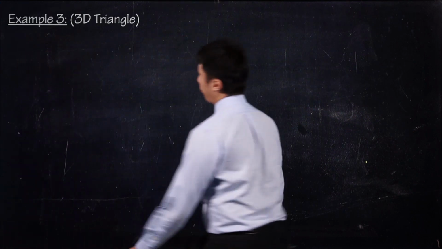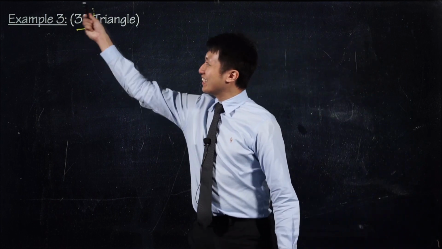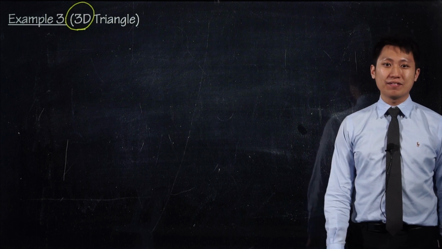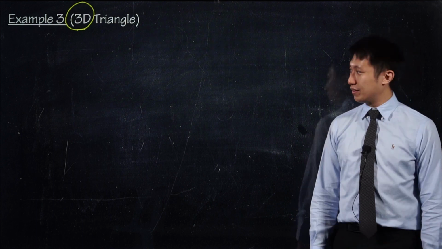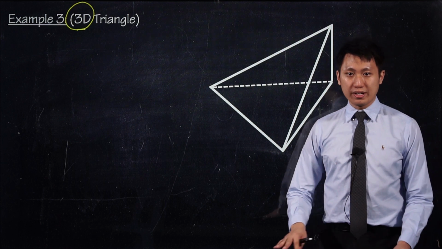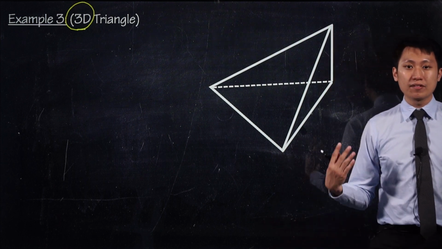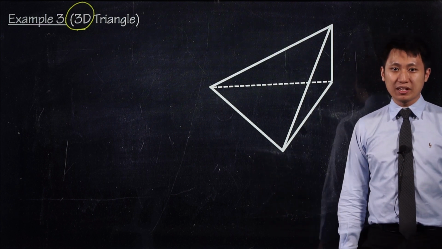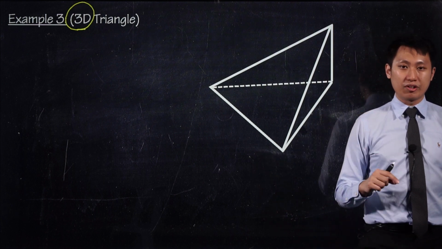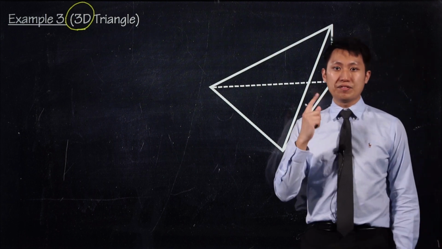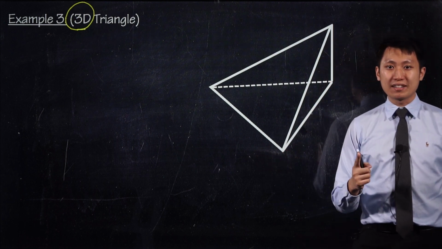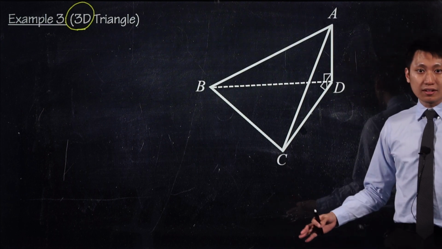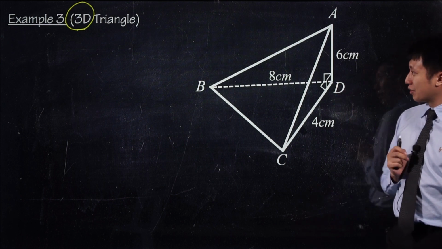Next, now you see this 3D triangle, and I tell you what, this one appears in SPM quite often as well. So don't be worried. In most cases, you see a lot of right triangles. What does right triangle mean? It means there's an angle which is 90 degrees. When you have a right triangle, the first thing you need to think of is Pythagoras theorem. So now this is a right triangle.